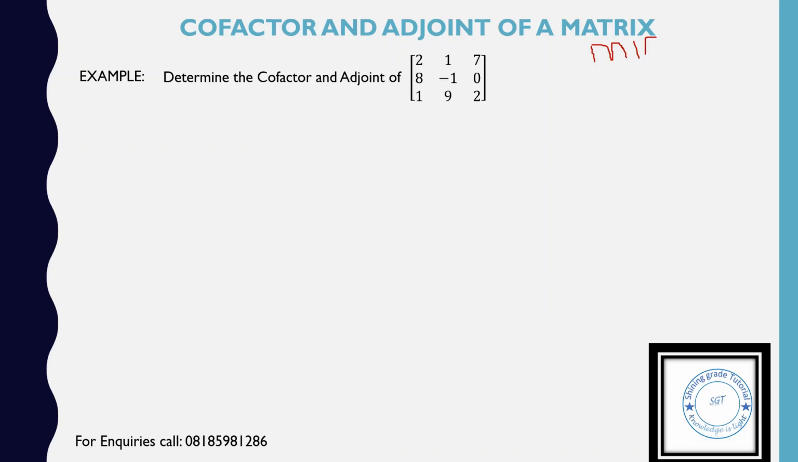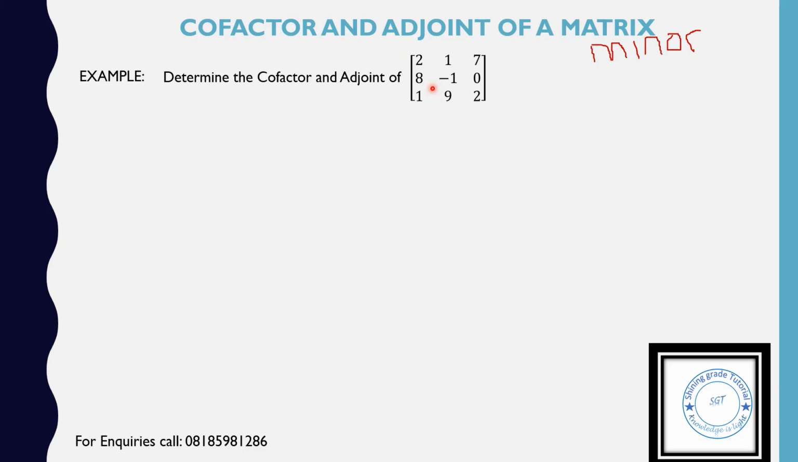We need to understand the aspect of minor. Every element of a matrix has a minor. 2 has a minor, 1 has a minor, 7 has a minor. 8 of this matrix has its own minor, minus 1 has its own minor, 0 has its own minor, 1 has its minor, 9 has its minor, 2 has its minor. Every element here has its minor.